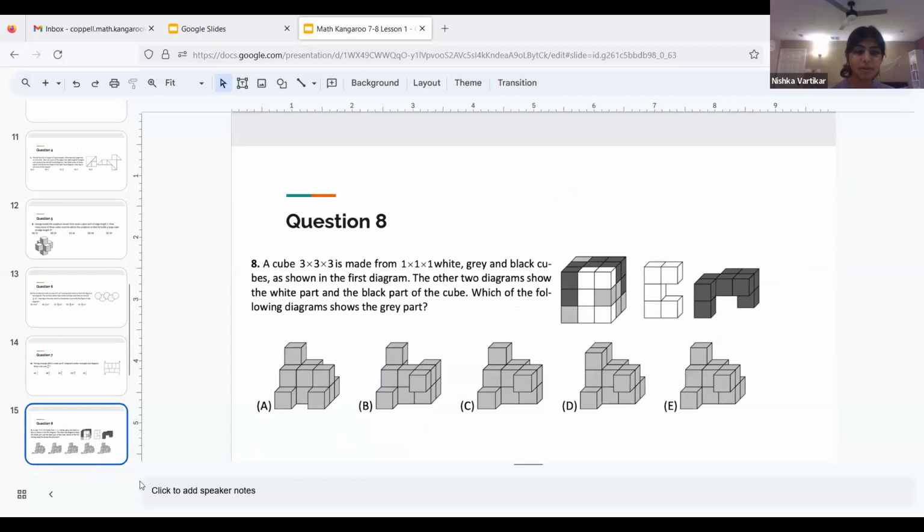A cube 3 by 3 by 3 is made from 1 by 1 by 1 white, gray, and black cubes as shown in the first diagram. The other two diagrams show the white part and the black part of the cube. Which of the following diagrams shows the gray part?